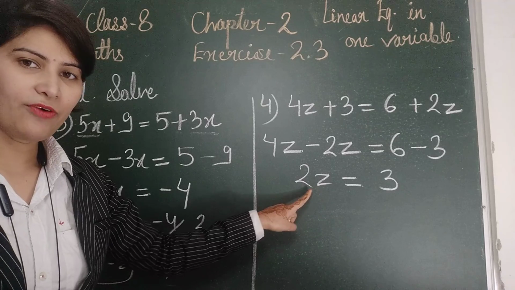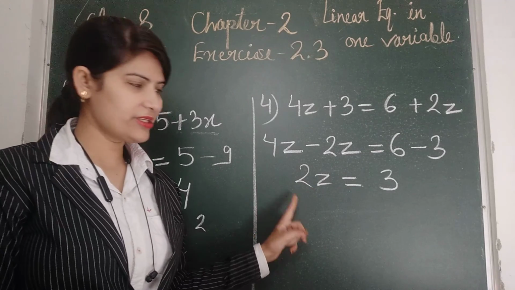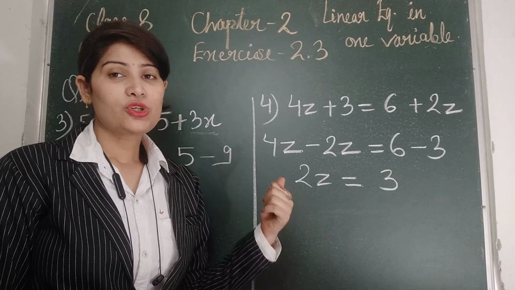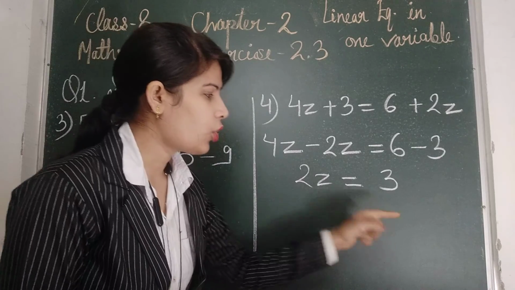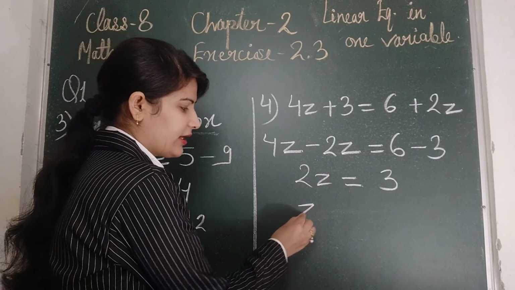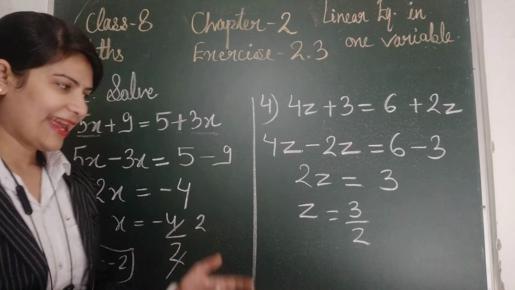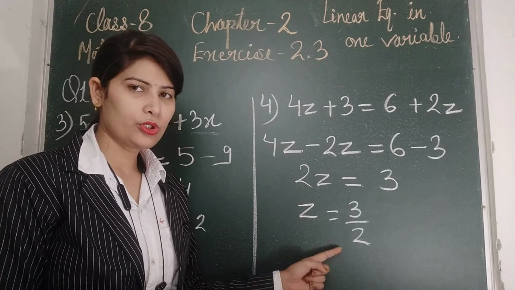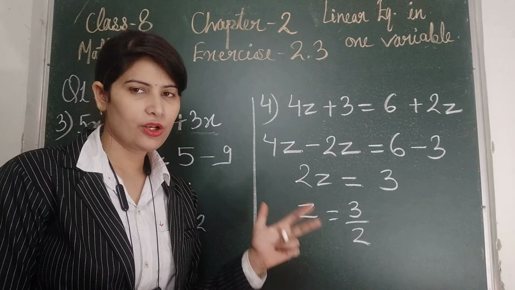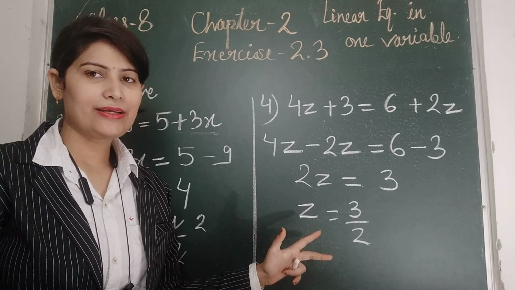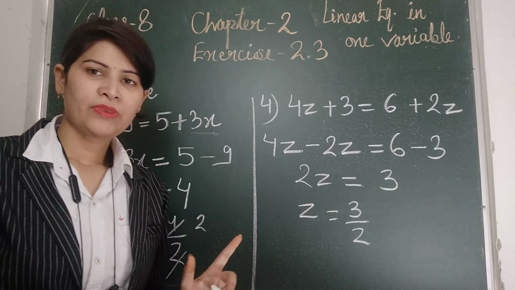Z is in the form of multiplication, 2 is in the form of multiplication. So we have to change 2 to the denominator. So it will become z equal to 3 upon 2. Now can we divide 3 upon 2? Can we cancel? No. So you can write the number like 3 upon 2.